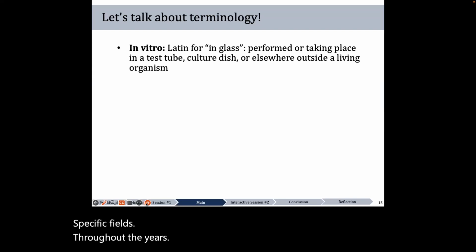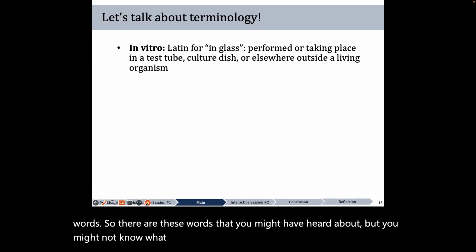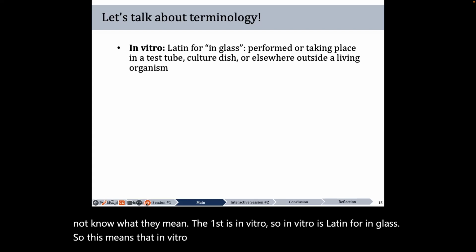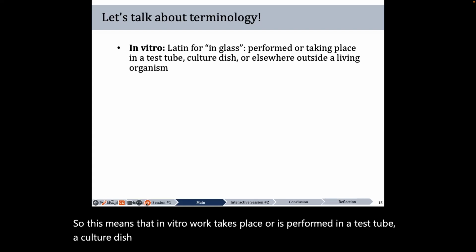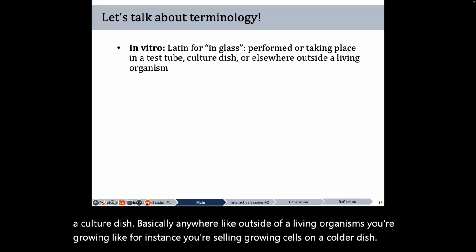Alright, now, holding off on talking about animals, we're going to talk about Latin words. There are these words that you might have heard about, but you might not know what they mean. The first is in vitro. In vitro is Latin for in the lab. This means that in vitro work takes place or is performed in a test tube, a culture dish, basically anywhere outside of a living organism. So, for instance, growing cells on a culture dish, that's in vitro work.